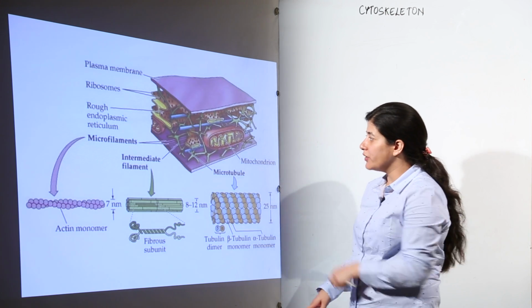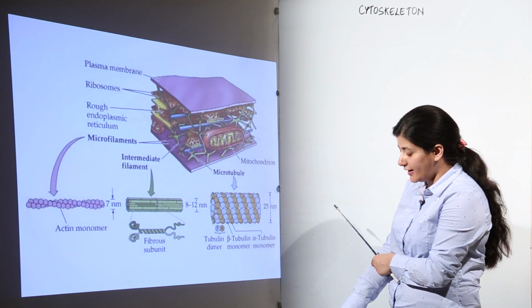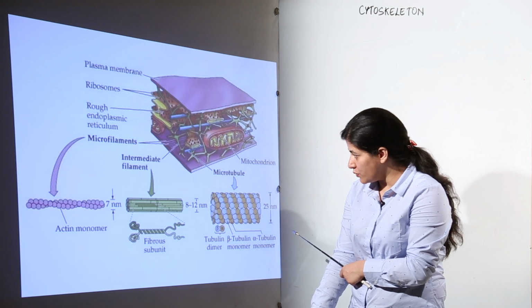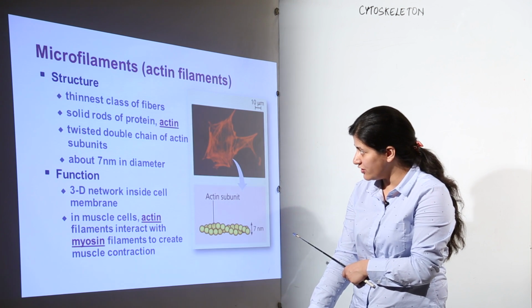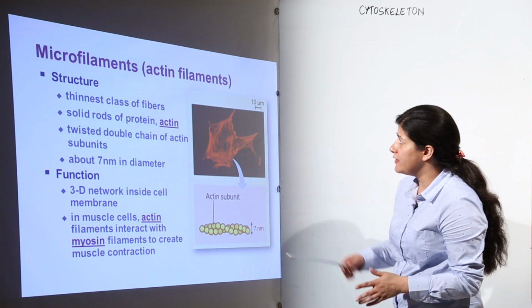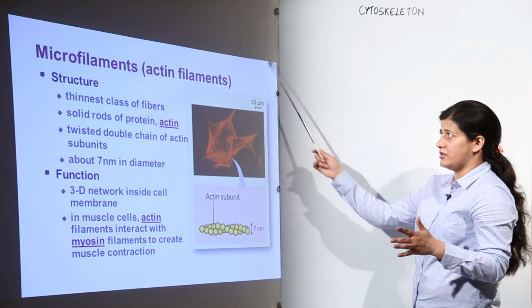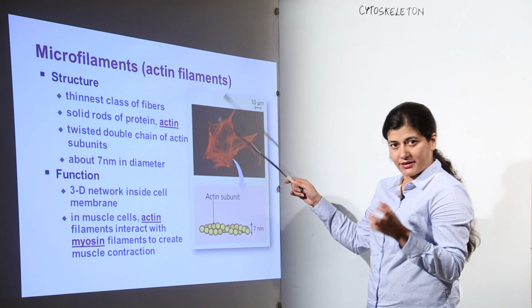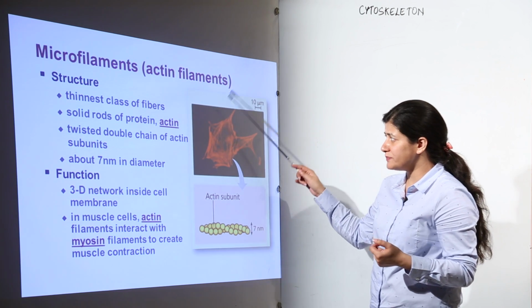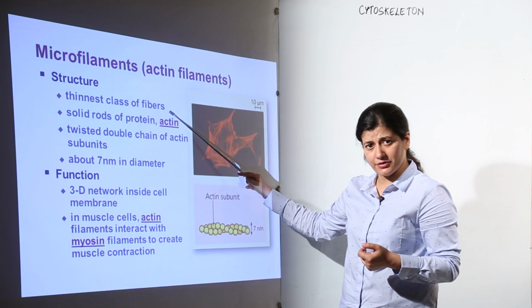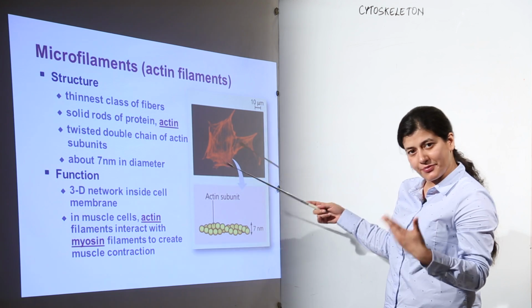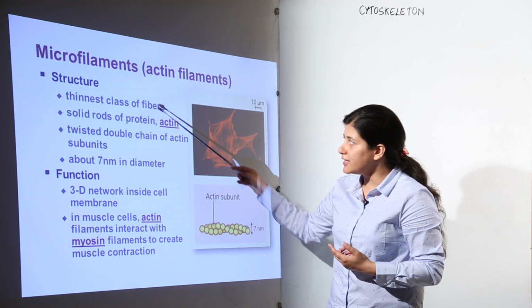Now one by one we are going to see what these cytoskeletal elements are all about and what specific features they have. So first of all, what are microfilaments? They are the polymers of actin. Actin is a protein. They are actin filaments. They are the thinnest class of fibers, as I have said earlier.